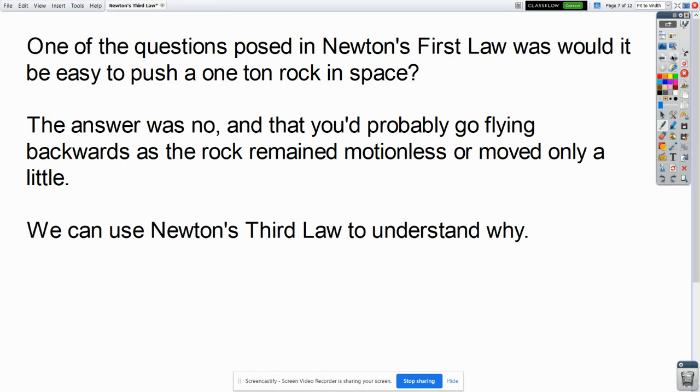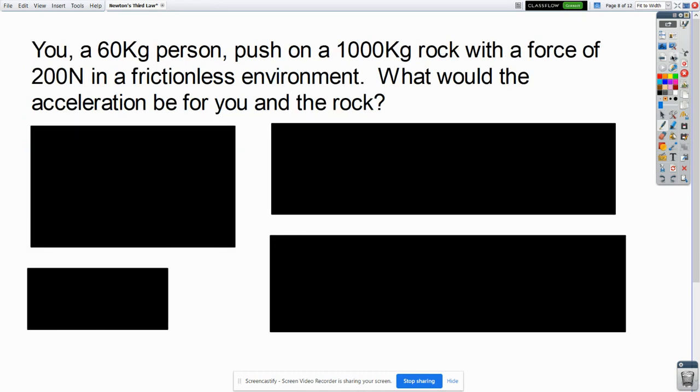We can use Newton's third law to understand how and why that works. You, a 60-kilogram person, push on a 1,000-kilogram rock. A ton is 2,000 pounds. 2,000 pounds is just a little bit over 1,000 kilograms. 1,000 kilograms is a metric ton. So you, a 60-kilogram person, push on a 1,000-kilogram rock with a force of 200 newtons. So about 50 pounds of force in a frictionless environment like outer space.